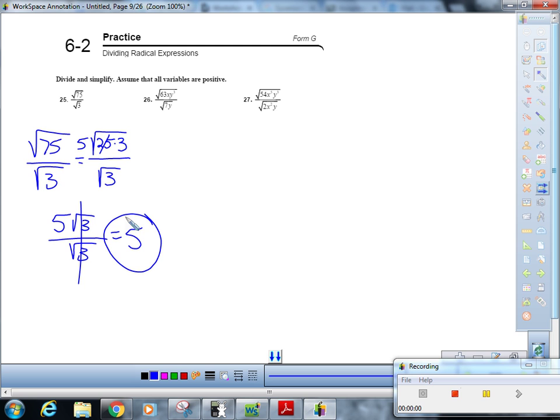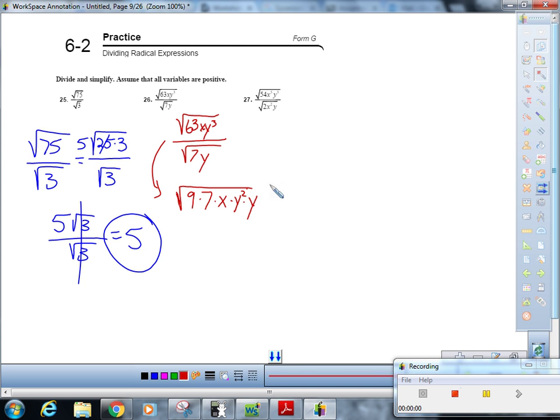Let's keep looking. So, change colors here. Square root of 63xy cubed over the square root of 7y. Okay, well 63 is the same thing as 9 times 7. Okay, I can see where we're going here. So, we'll rewrite this as the square root of 9 times 7 times x times y squared times y.